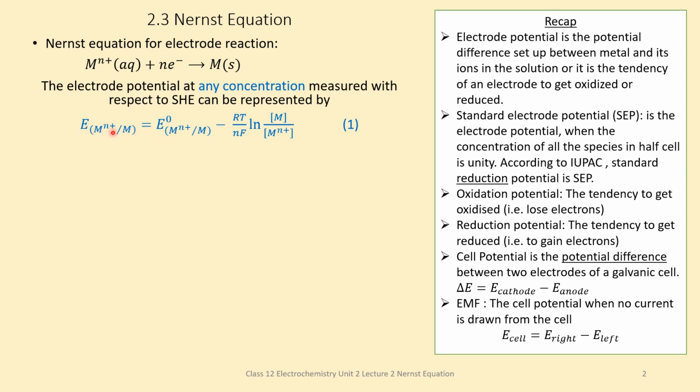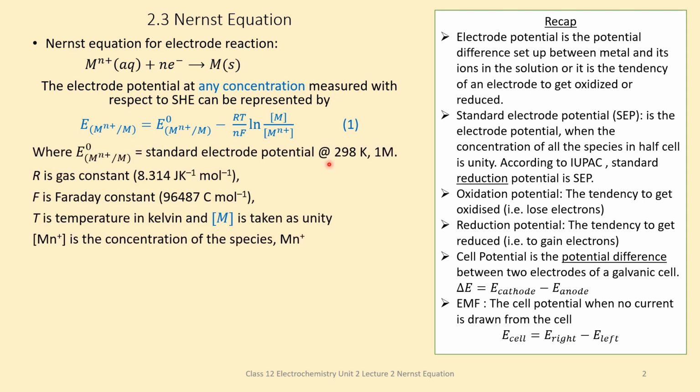E of M^n+/M equals E naught, that is standard electrode potential of M^n+/M, minus RT over nF natural log ln of [M] divided by [M^n+]. These are the concentrations. Let it be equation 1.